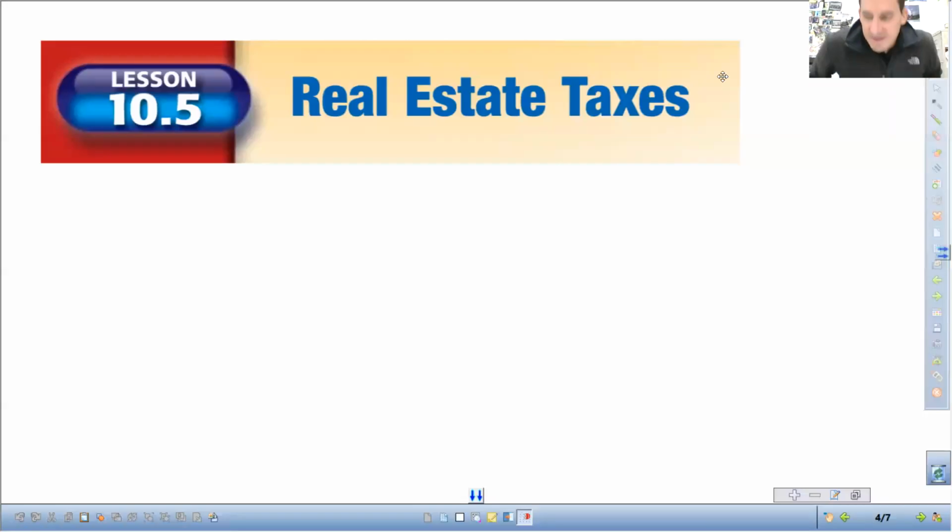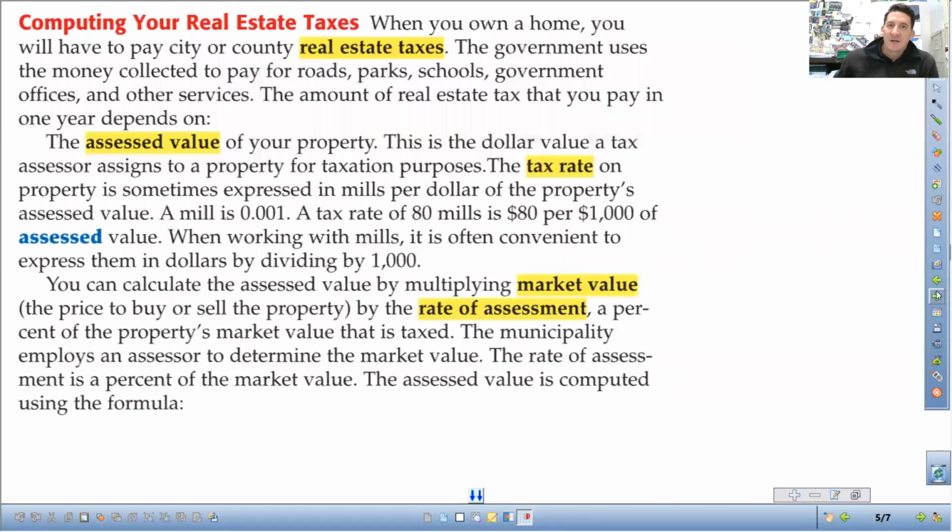All right, financial math classes. Today we're talking about real estate tax. If you own property in the United States, you have to pay taxes on that property. So if you own a home or just a parcel of land, you have to pay taxes on that. Each county is going to have a different tax rate, county and state.